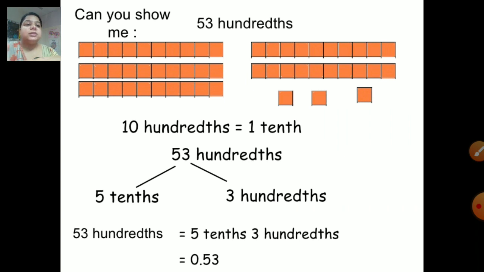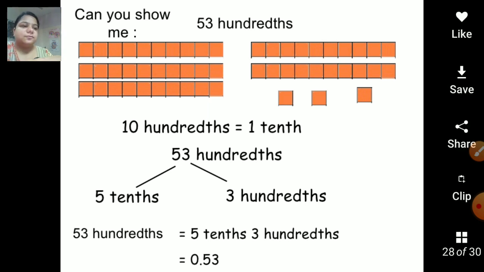Now, how to write 53 hundredths? So you can check. 53 hundredths means 50 hundredths will make 5 tenths. Just see, if I show you the 53 hundredth parts, means 53 small squares, so 10, 10, 10 squares will make 5 strips of tenths, which will become 5 tenths. And now 3 small squares are left, so these are 3 hundredths. So 53 hundredths means 5 tenths and 3 hundredths. So this will be written as 0.53, right?